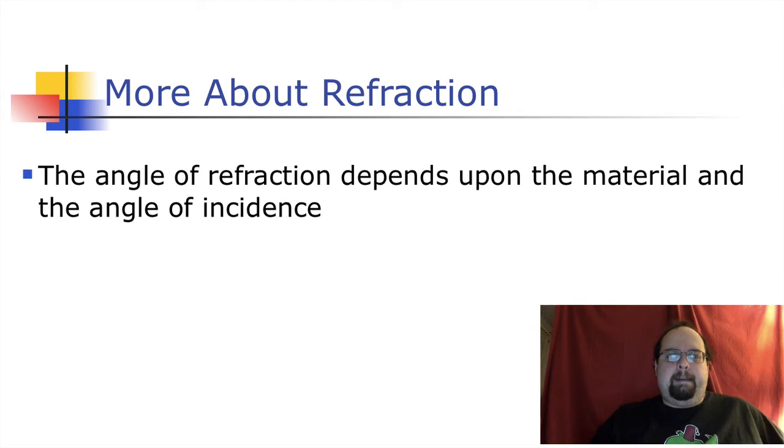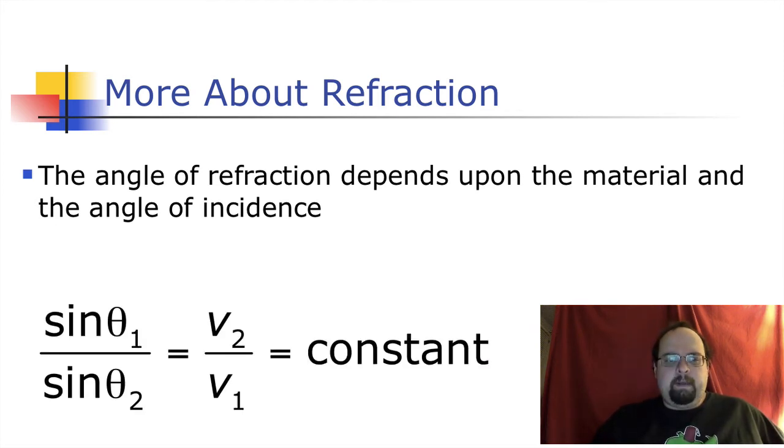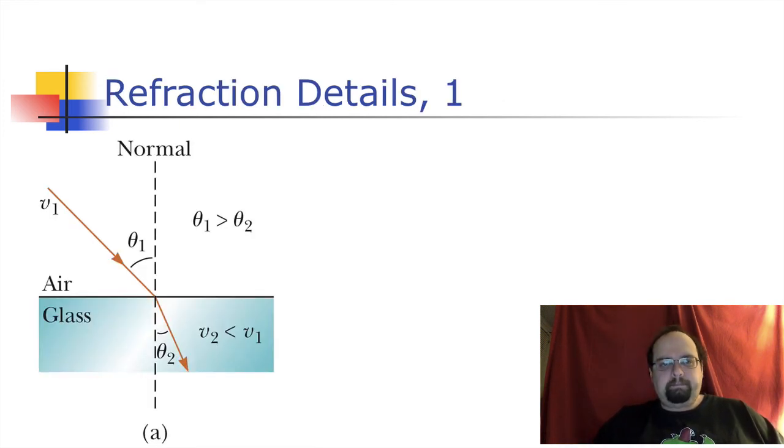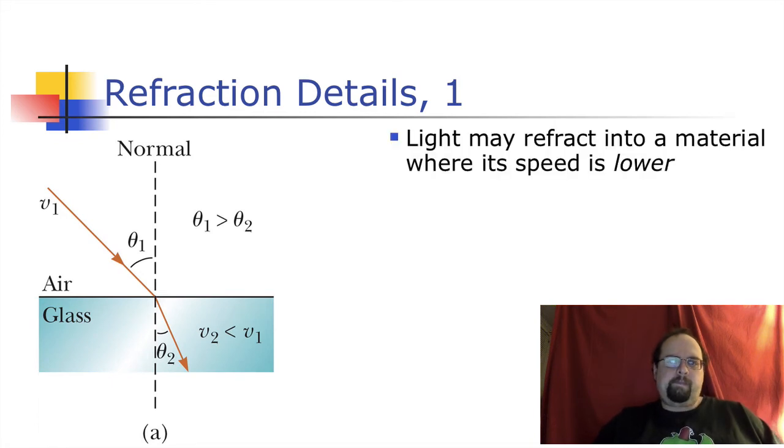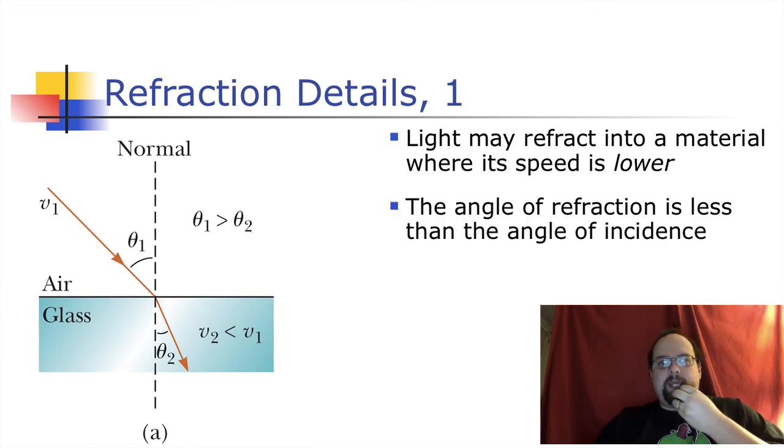All right, so let's talk about that difference here. So the sine of theta 1 over the sine of theta 2. The ratio of the sines of the angles is equal to the ratio of the velocities, but flipped over, right? So V1 times sine of theta 1 is equal to V2 times sine of theta 2, is where that comes from. So when you refract into a material where the speed of light is lower, you get a smaller angle, right? You get an angle that's less than the angle that is incident. So theta 2 is smaller than theta 1 if you go into a material where the speed of light is slower.